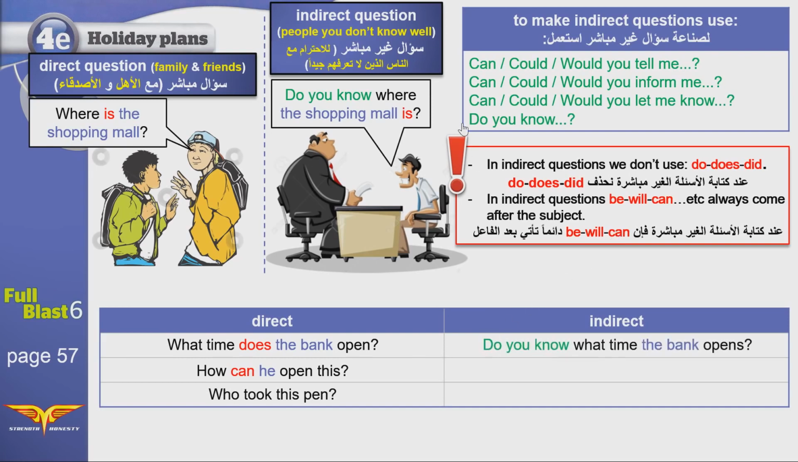Do you know what time the bank opens? No does. Do you know or can you tell me? Can you tell me what time the bank opens? What time? The same thing. We copied what time. The bank. No does. Instead of using open, we use opens. Why? This is present simple. The subject is the bank. If the subject is he, she, or it, we add s to the verb.